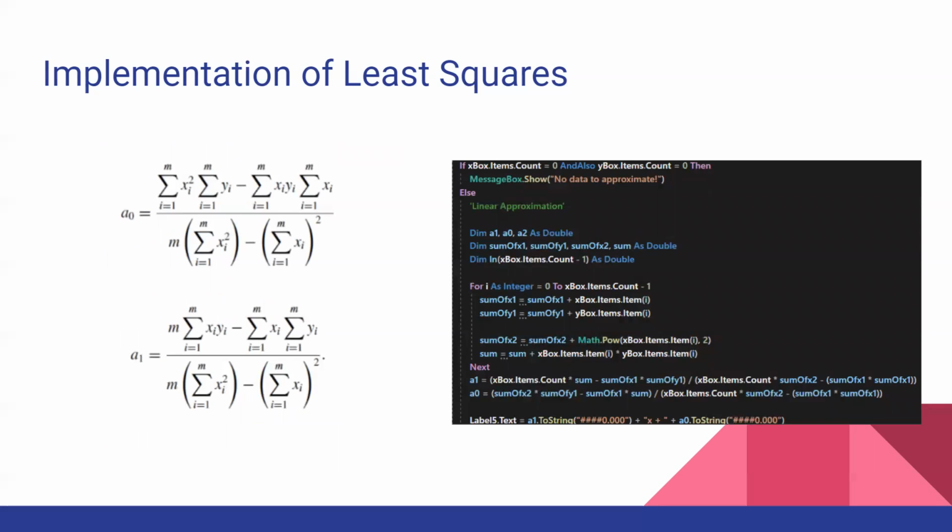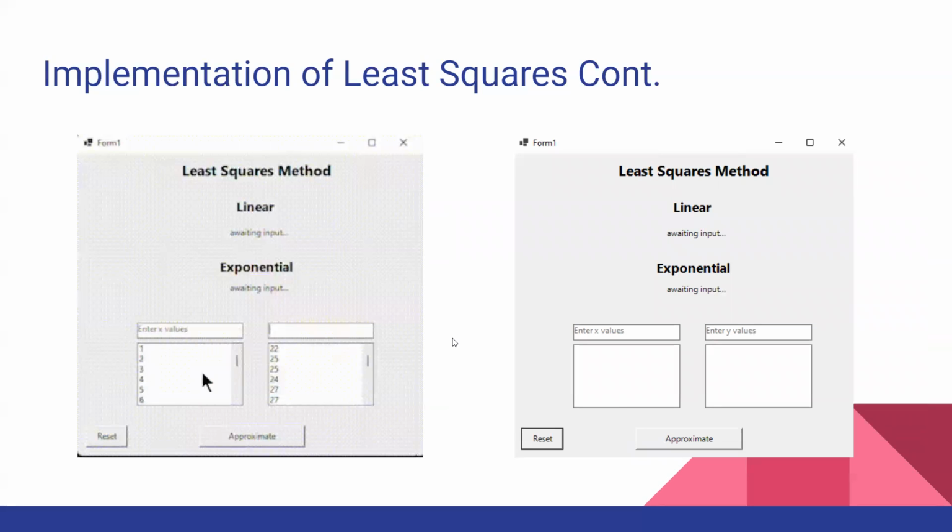And here's an example of the code on the right and the formula from the lecture on the left. You can see A0 right here and A0 right here. The summations were computed in this for loop, and then the answer was outputted to a label on the UI. Here is a little GIF and a photo of the actual program. The user puts in their X values here, and then their Y values here, and then they click approximate, and it gives them their function.